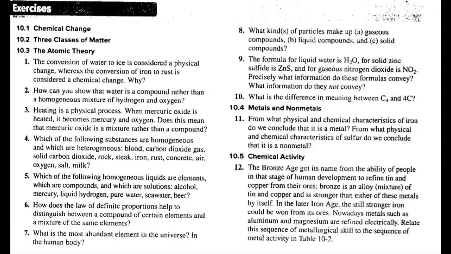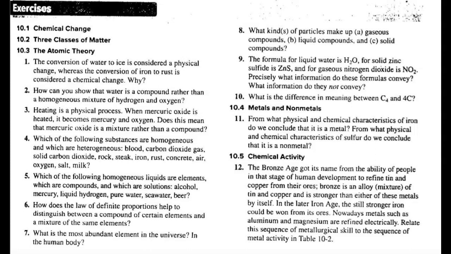Number 7, what is the most abundant element in the entire universe, and in the human body? The most abundant element in the universe, young people, is hydrogen. That is the most abundant element. Why? Because all the stars are made of hydrogen.